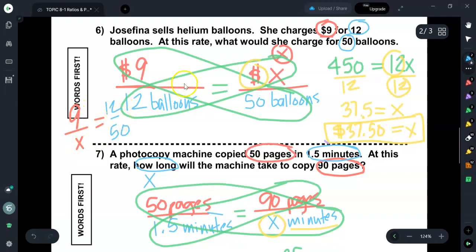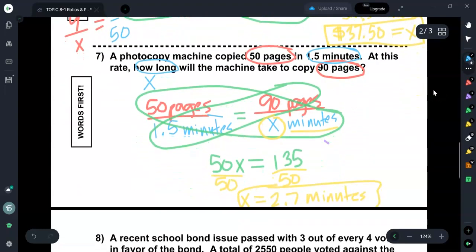as long as both the dollars are across from each other or up and down from each other, and the same with balloons. You just don't want anything diagonal that goes together. The 9 doesn't go with the 50. The 12 doesn't go with the X. That's why they're diagonal for each other. You don't want the 9 and the 12 to be diagonal, and you don't want the 9 and the X to be diagonal. Same principle down here with the printer.